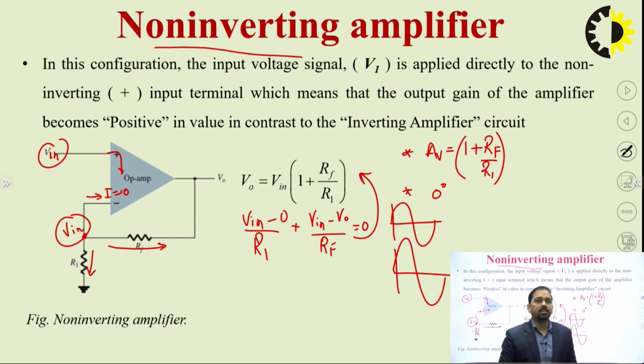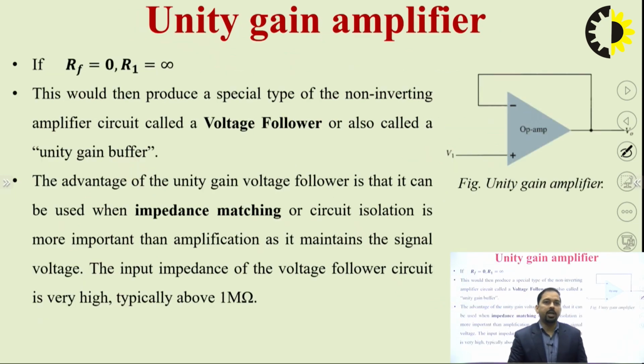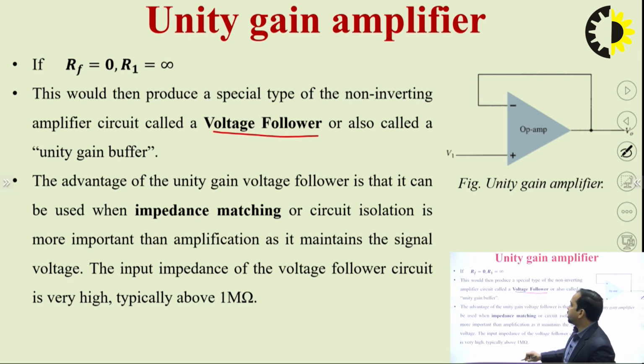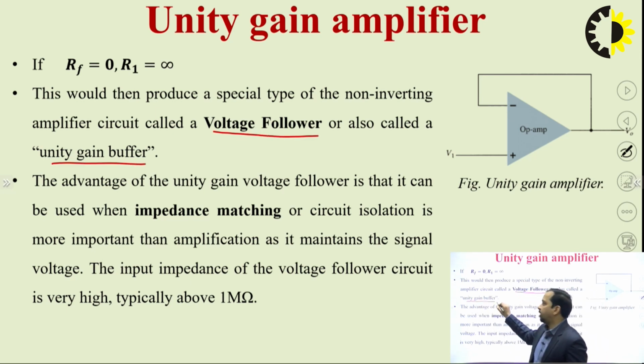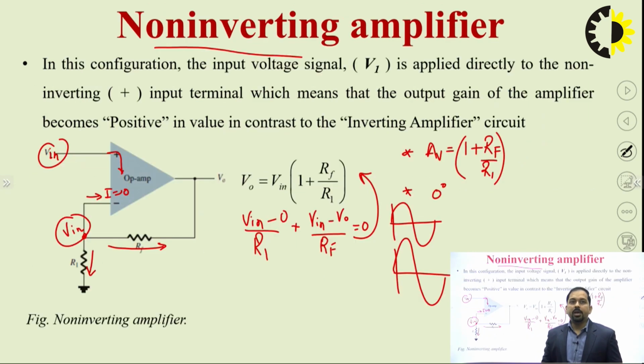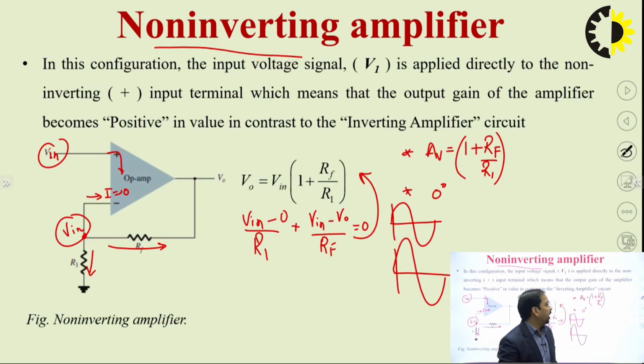So now the next application after this non-inverting amplifier is the unity gain amplifier. The unity gain amplifier is also known as the voltage follower circuit. We'll see why it is known as a voltage follower circuit, or it is also called a unity gain buffer. As the name suggests, unity gain means the voltage gain for this particular circuit is 1.